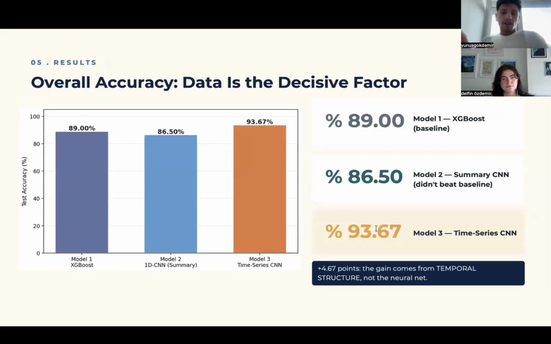And now the results, where we look at overall accuracy. These are our most important slides, so let me walk through the three takeaways carefully. Firstly, and this surprised us, the CNN on summary data scored 86.50%, which is actually below XGBoost's 89%. So this disproves the lazy assumption that a neural network always wins.